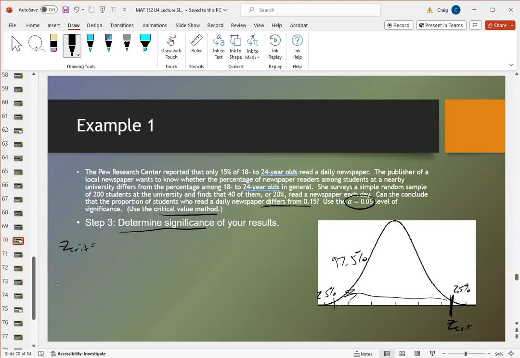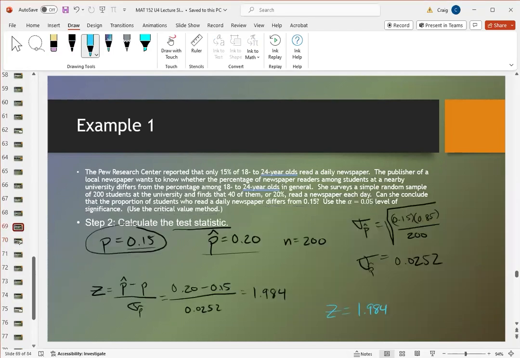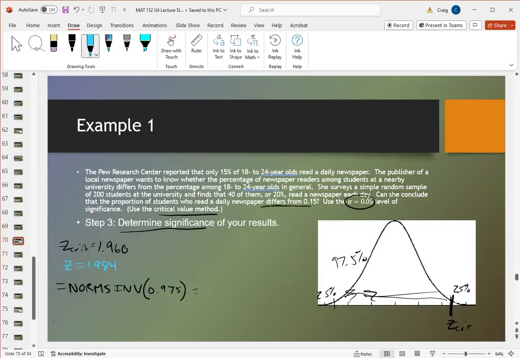To do that in Excel, equals NORM.S.INV, and then you plug in 0.975. That'll give you the area to the left. And if we do that, we get 1.96, and our other z-value was 1.984. Notice that our critical z is then just a little farther past this point in the rejection region. Not much, but it is past the boundary, and that's all you need.